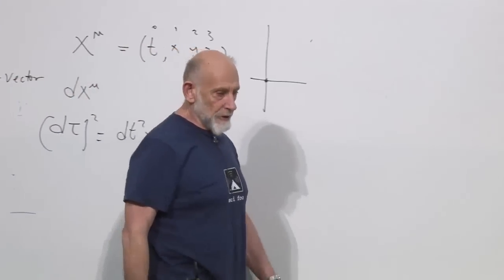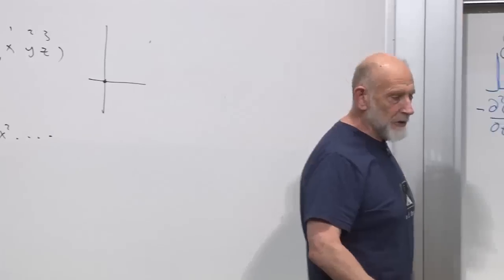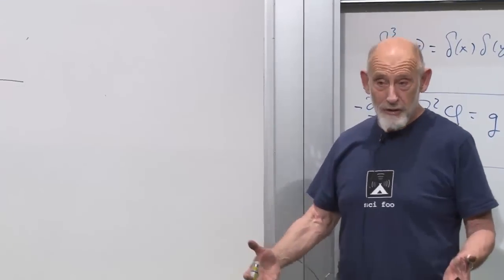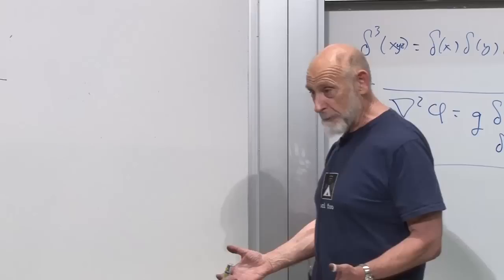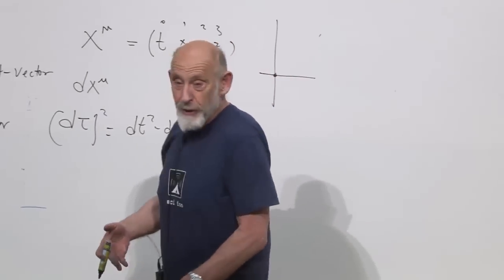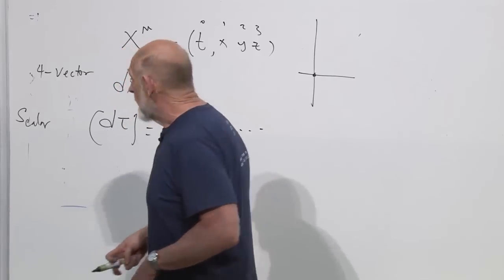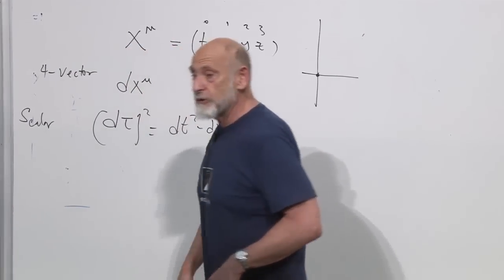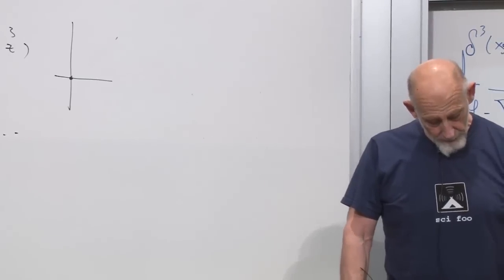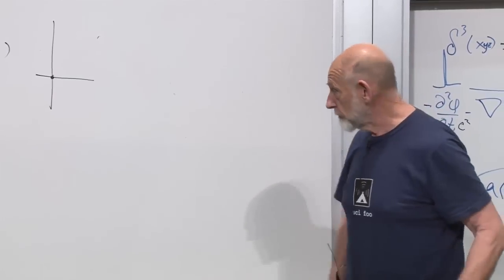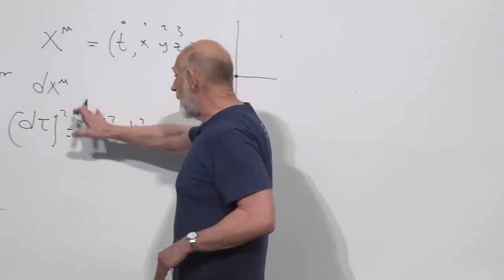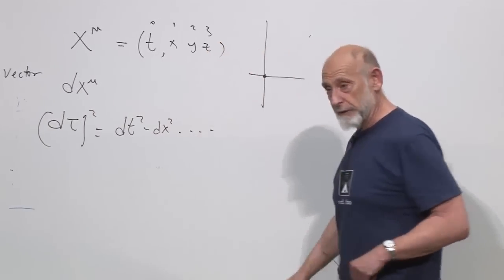Now, if a scalar is equal to 0 in one frame of reference, it's 0 in every frame of reference. Why? Because a scalar is a thing which is the same in every frame of reference, practically the definition of a scalar. If it's 0 in one frame, it's 0 in any frame. So it's an invariant statement to say that a scalar is equal to 0. And here we have an example of how you make a scalar out of a 4-vector.